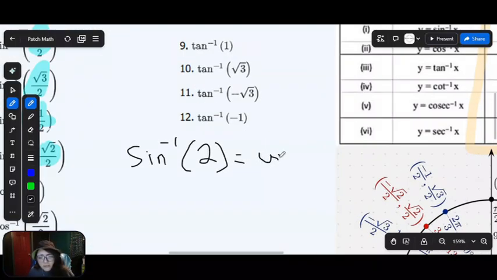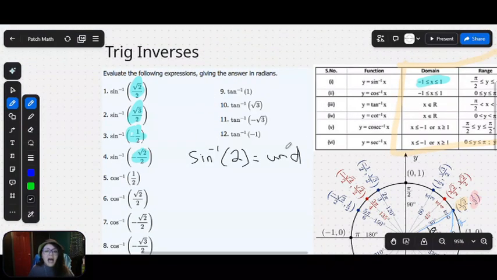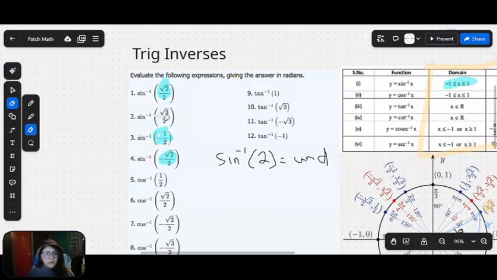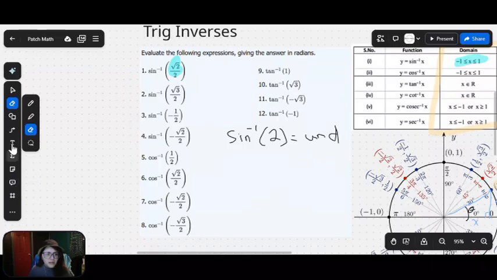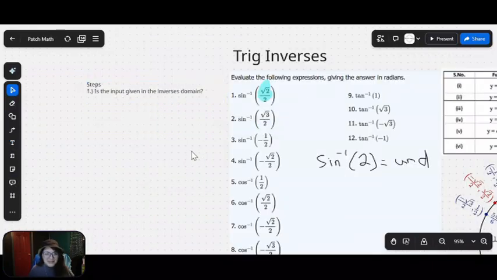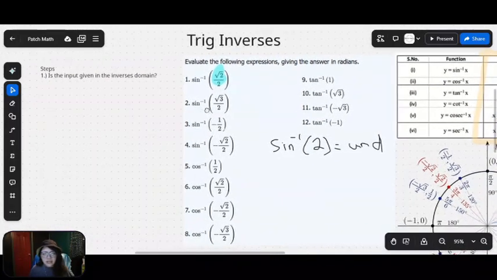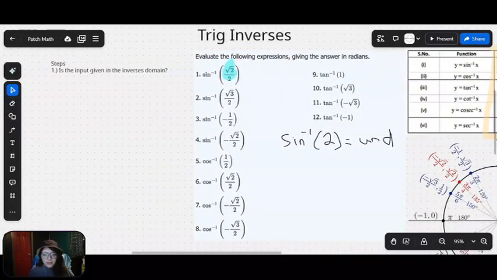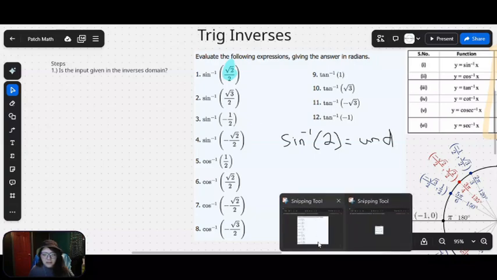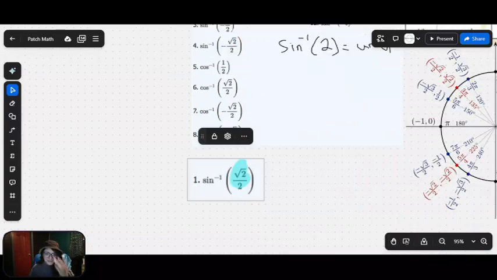I want to go ahead and start the special case because this resource skips over it. That is undefined. That being said, let's just focus on number 1. We already got the first step, so I'm going to write our list of steps here. All right, so is the input given in our inverse's domain? So in this case, looking at number 1, I'm going to go ahead and copy it on down.